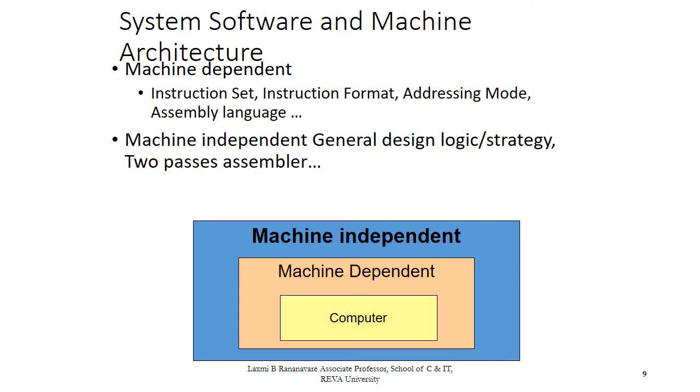Another thing is machine independent, or general design or logic strategy. There are two types. When you say machine independent, it is a general design. We need to see a computer. In this diagram, we see the computer, which interacts with the machine dependent code, and this machine dependent code interacts with the machine independent code.